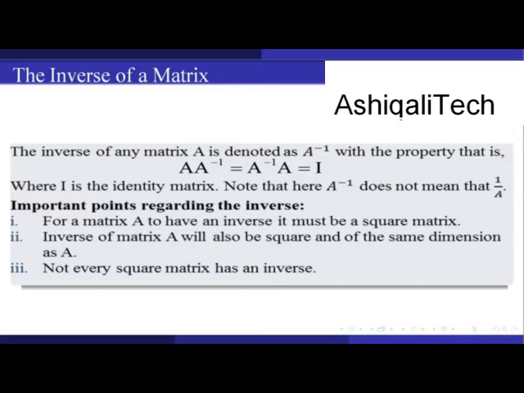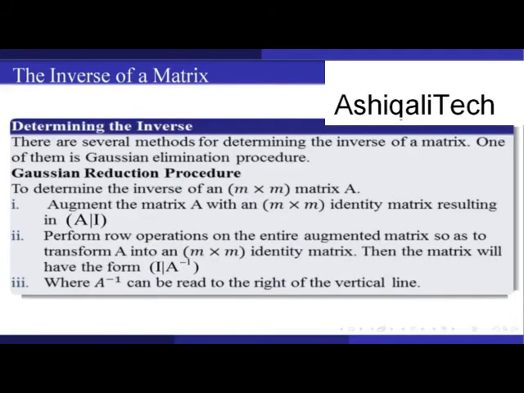Number 2, the inverse of a matrix A will also be square and of the same dimension as A. Number 3, not every square matrix has an inverse. The inverse of a matrix: determining the inverse. There are several methods for determining the inverse of a matrix.